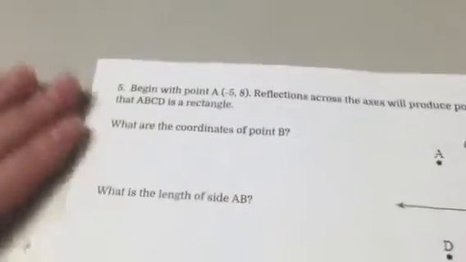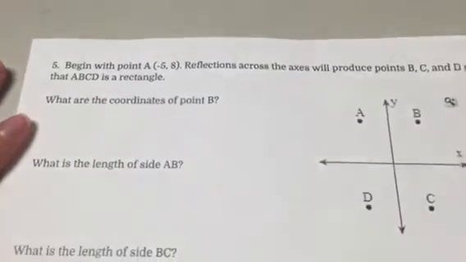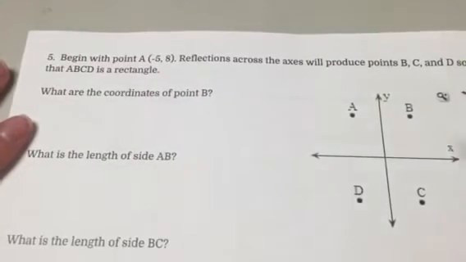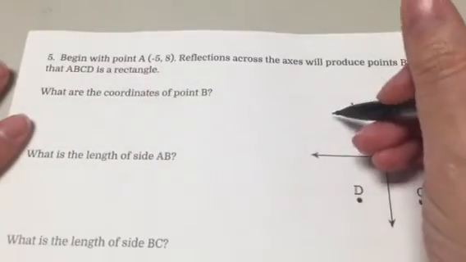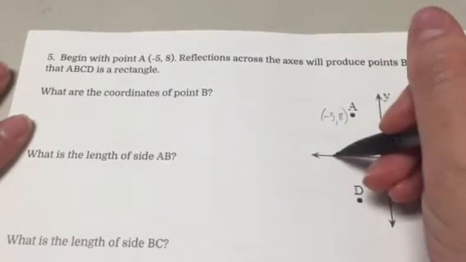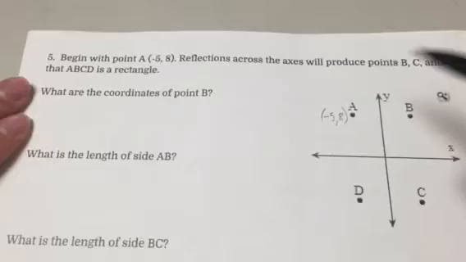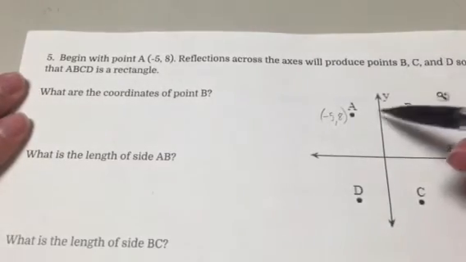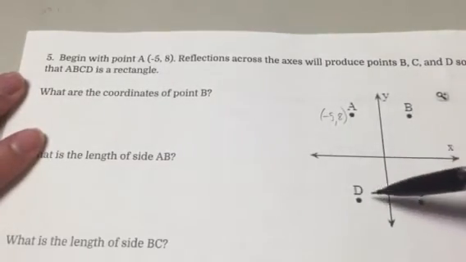All right, flip to the back. Number 5, begin with point A at -5, 8. So I'm going to label that -5, 8 because I go to the left 5 and up 8. Reflections across the axes produce points B, C, and D.